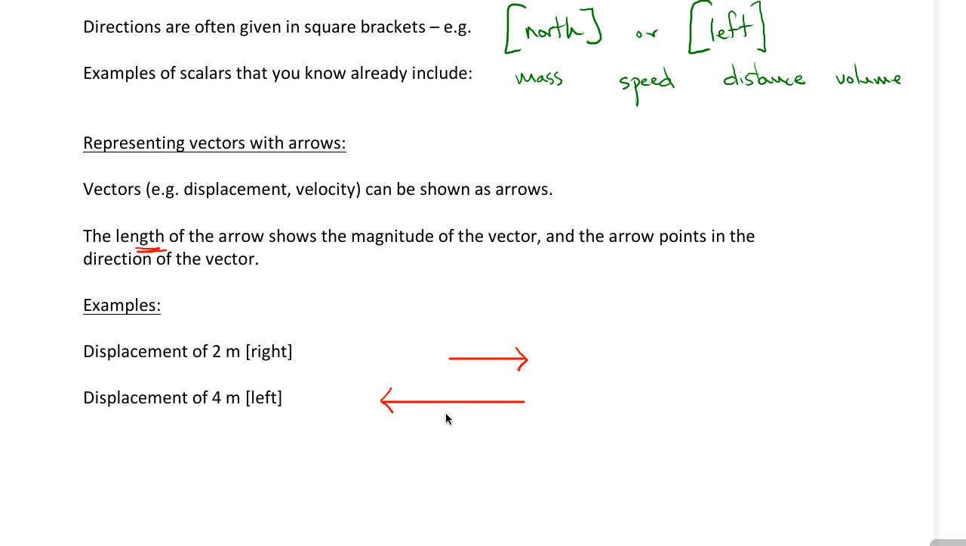Just a thing to note about vectors is that they're not fixed in place, so I can move them around, and all of this is still a displacement of 2 meters to the right, and this is still a displacement of 4 meters to the left. We only care about the direction that it's pointing and the length of the arrow.